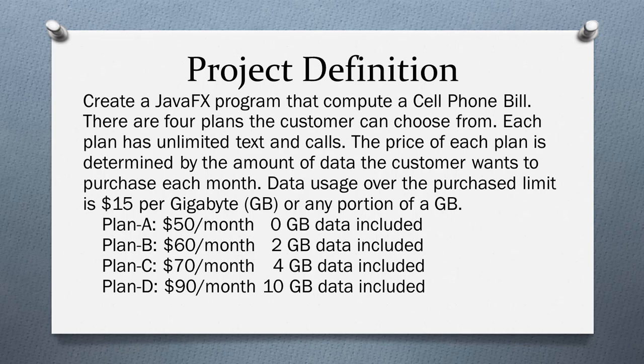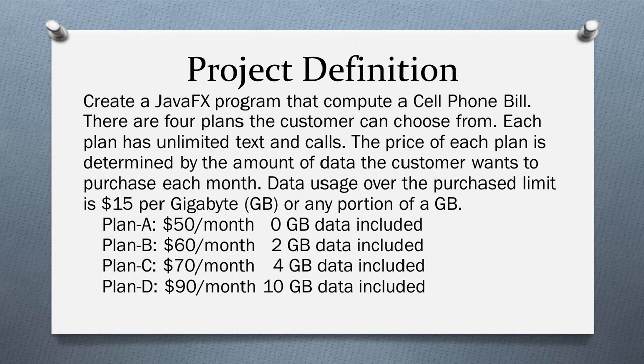Create a JavaFX program that computes a cell phone bill. There are 4 plans the customer can choose from. Each plan has unlimited text and calls. The price of each plan is determined by the amount of data the customer wants to purchase each month. Data usage over the purchased amount is $15 per gigabyte, or any portion of a gigabyte.